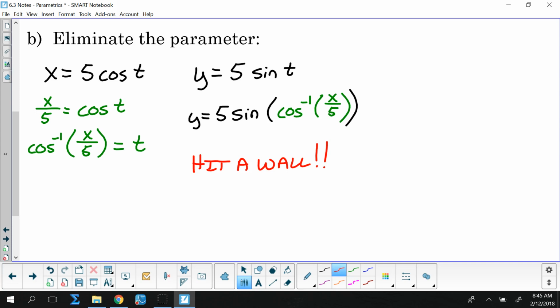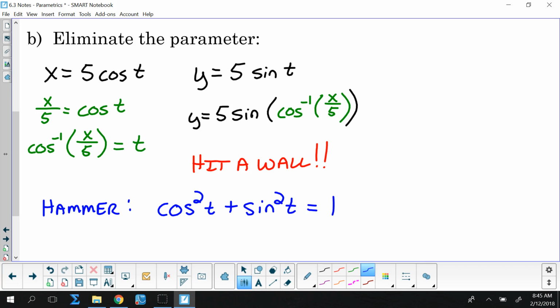Well, that different way is actually reverting back to the old school way, how we developed the unit circle, and we use the hammer. The hammer is, again, the cosine squared of t plus the sine squared of t is equal to 1.